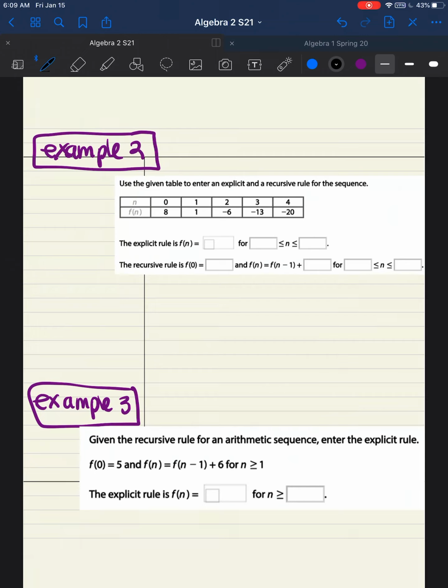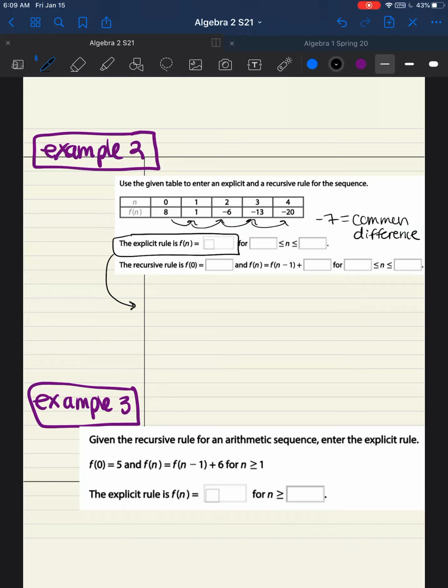Example 2, so you want to pause the video, copy down the table of values. It wants us to write the explicit rule and the recursive rule. So for the explicit rule, we're going to look for a pattern first. We've got minus 7, minus 7, minus 7, minus 7. So negative 7 is our common difference, and I think you heard me say that at least once last class. However, common difference you'll see more in a little bit.